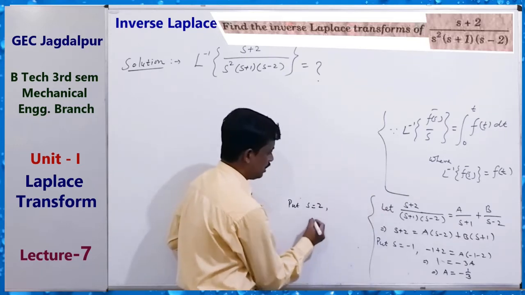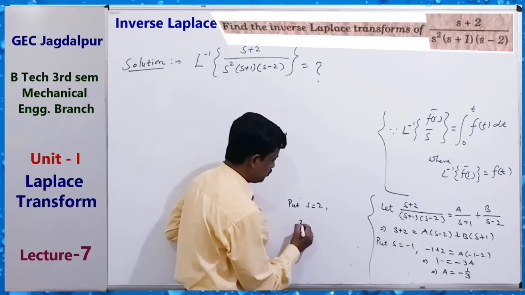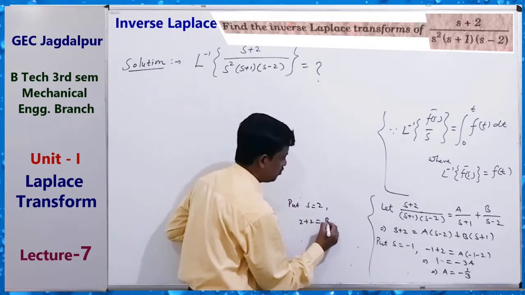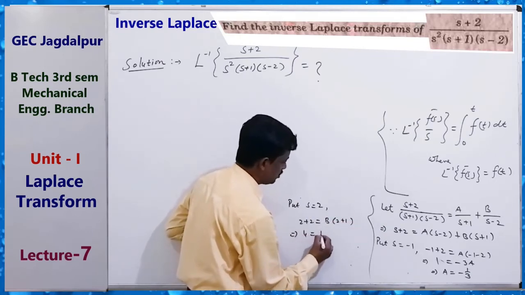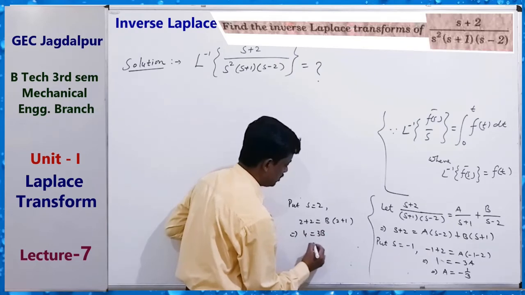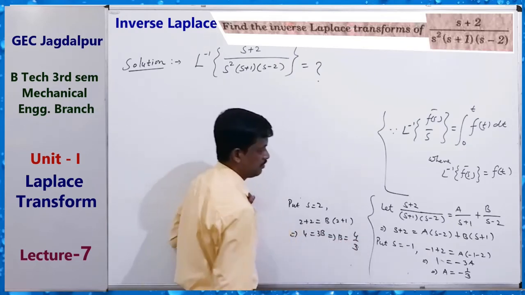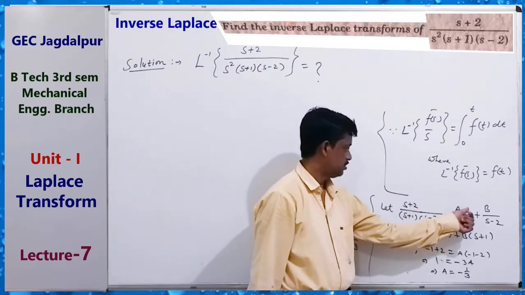Then this will be 0 and s equals 2. So 2 plus 2 equals, this is 0, this is b, 2 plus 1. That means 4 equals 3b, that is b equals 4 by 3.